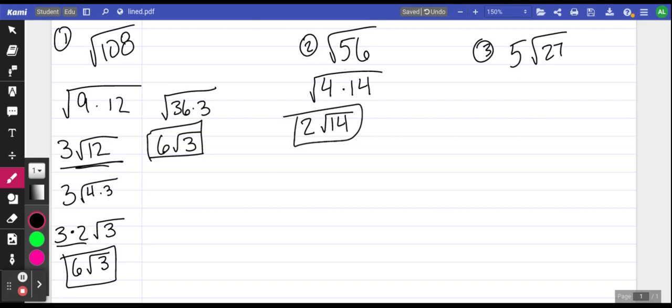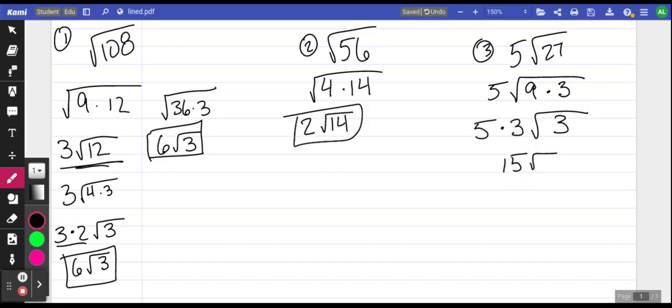All right, 5 square root of 27. I'm thinking, how am I going to break down that 27? I can think, okay, well, 9 is one of my factors here, and 9's a perfect square. So 9 times 3. And again, when that 9 comes out of my square root sign, it's going to be a 3. So I'm multiplying not 5 by 9, but 5 times 3, and I leave the other 3 on the inside of my square root. 5 times 3 is 15. I get 15 square root of 3.